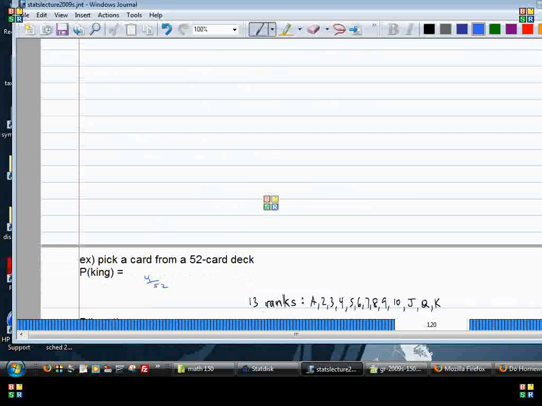So the first thing you need to know is that there are 13 what are called ranks. And this goes ace, 2, 3, 4, 5, 6, 7, 8, 9, 10, jack, queen, king.